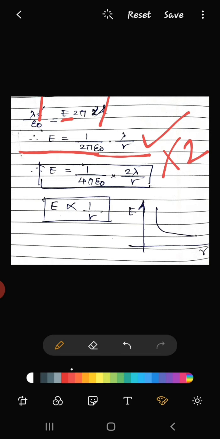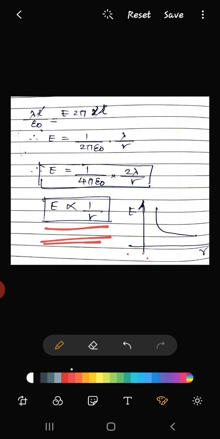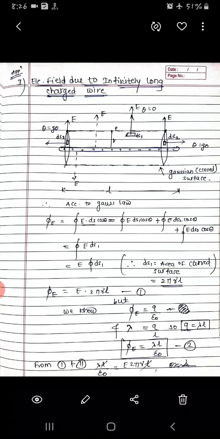Multiply by 2 in order to get the desired form. So E is equal to 1 upon 4 pi epsilon naught times 2 lambda upon R. From this equation it is very clear that 1 upon 4 pi epsilon naught and 2 are constant, so E is inversely proportional to R. That is, as we increase the distance from the infinitely long charged wire, the electric field will decrease. So this is the expression for our first application, the electric field due to an infinitely long charged wire.